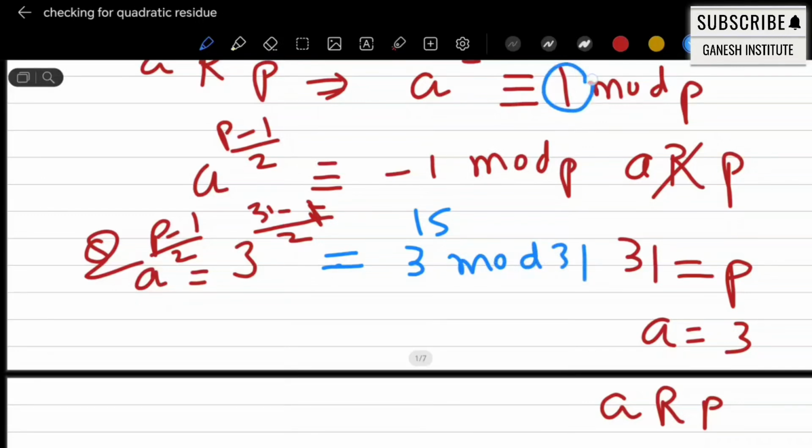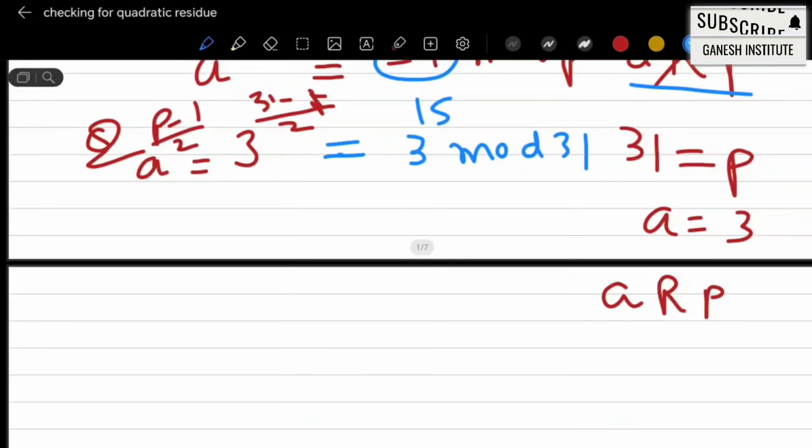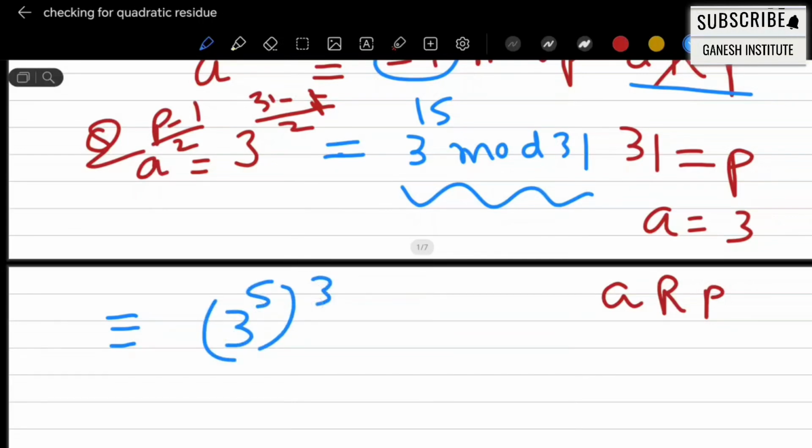If I get 1, then I'll say that yes, it is a quadratic residue modulo p. And if it gives me the result minus 1, then it will not be a quadratic residue modulo p. Let's find this out. I have already explained the repeated squaring method for modulo, you can apply that also. Let's try. I simplify it as 3 raised to power 5, raised to power 3, modulo 31, because 3 raised to power 5 is what?